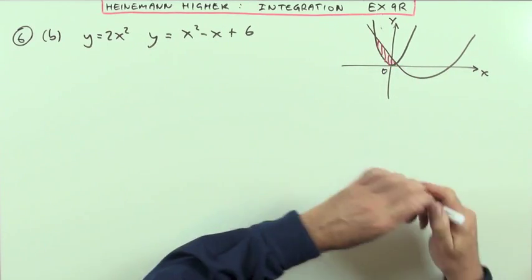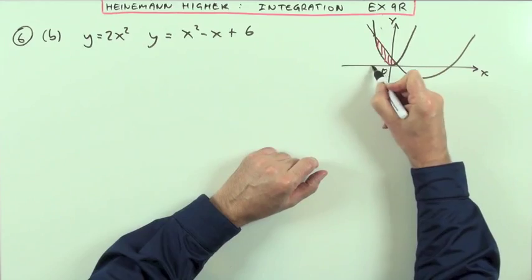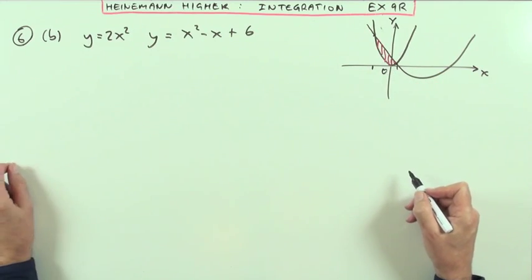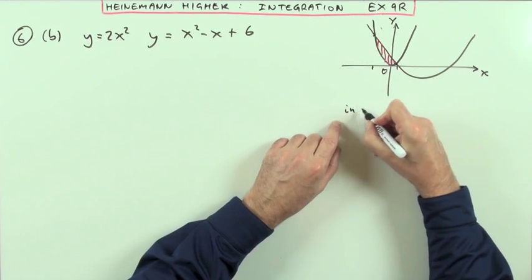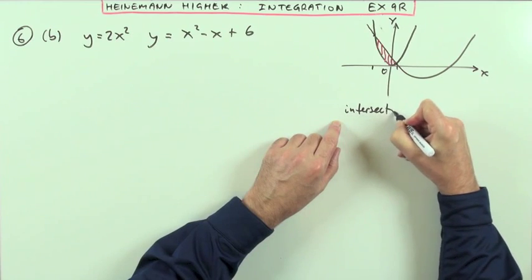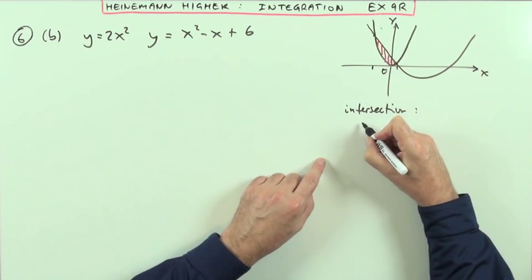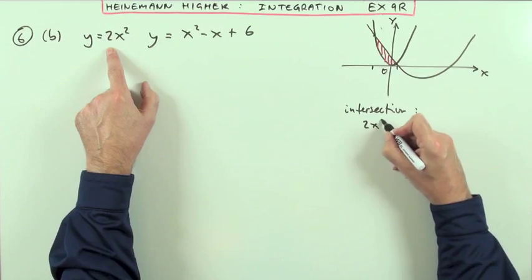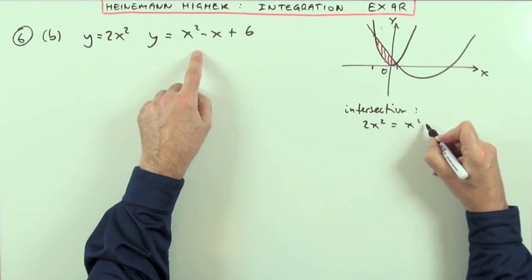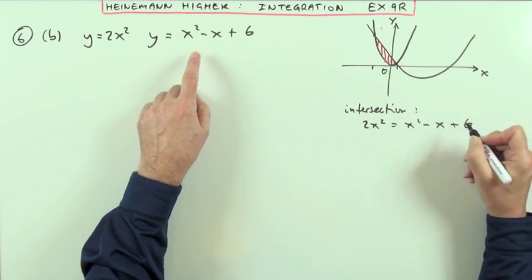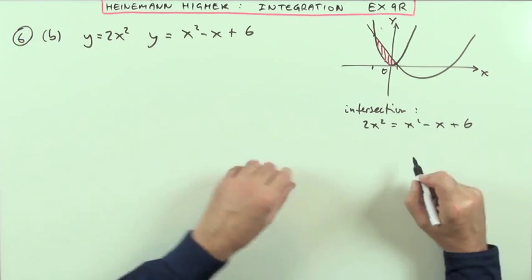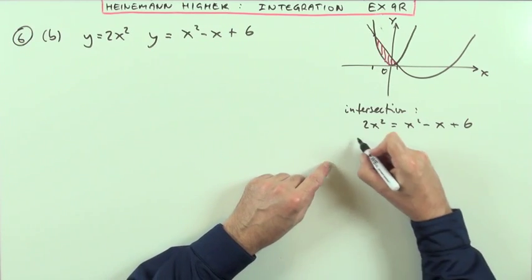So the first step is, where does it cut? Where am I going to start and where am I going to finish integrating? So, intersections. What's the intersection going to be? Well, equating the two, they're both in the form of y equals. That means 2x squared will give the same answer as x squared minus x plus 6. Or just say substituting one into the other, it's the same thing. So bring it over to this side.